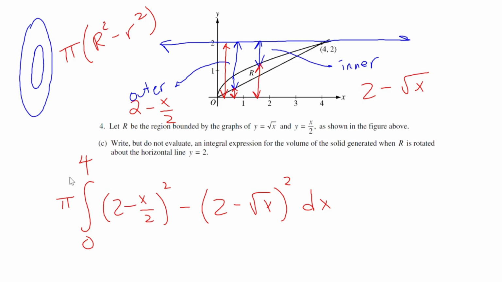You got 3 points, 1 for the limits and the constant, and 2 for the correct integrand. And that is the end of this area and volume FRQ, question number 4 from the 2009 Form B AP Calculus AB exam.